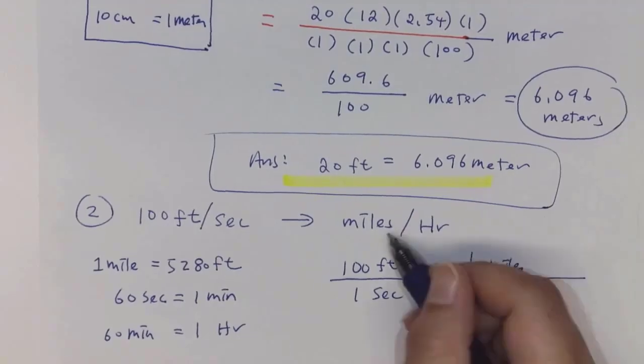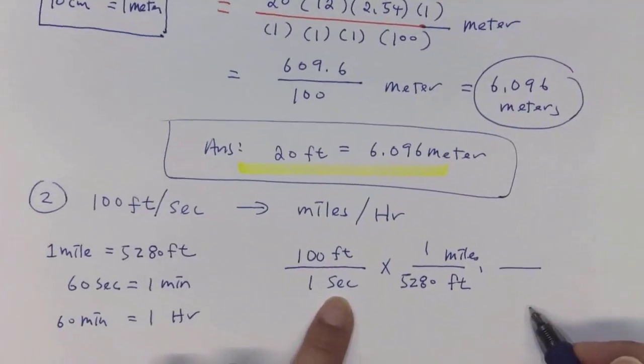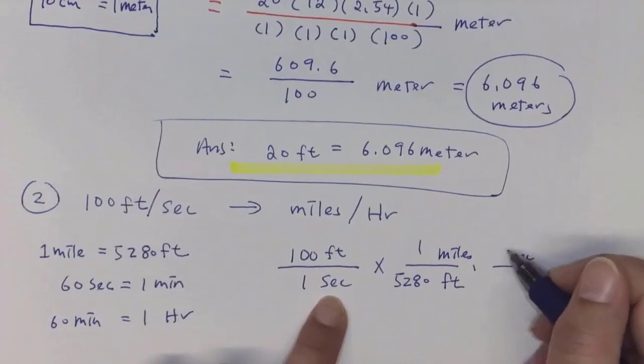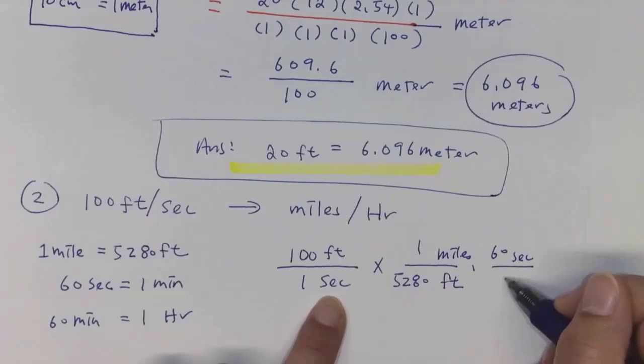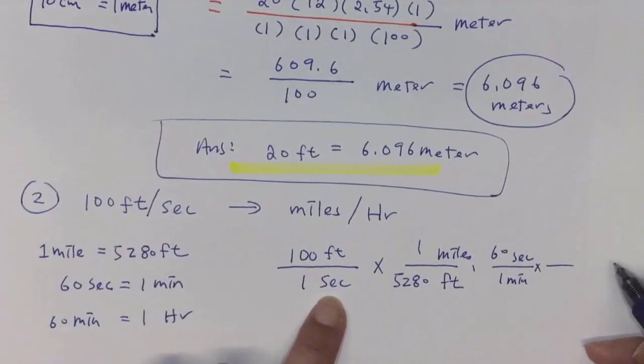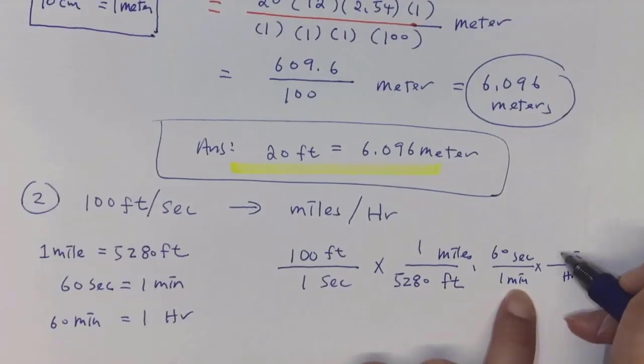And then I need to get rid of the what? No, I need to keep the miles. It's in the answer. I need to get rid of second. So second go to the top or bottom? Top to cancel it, right? How many seconds? 60 seconds is 1 minute. But do I need minutes? No. So I need to get rid of minutes. So minute go where? Top. 1 minute need to convert to hours. So how many minutes? 60 minutes is 1 hour.